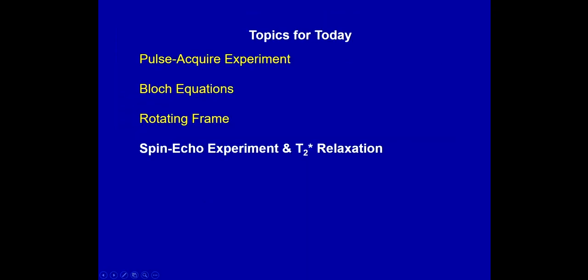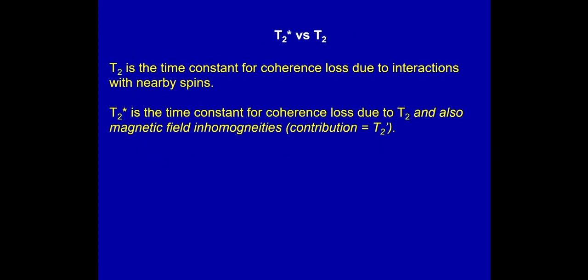Now there's another effect. We'll talk about T2 star relaxation and a spin echo experiment, which is actually related, conceptually, to the T2 star relaxation. So the T2, as I just described, is the time constant for coherence loss that's due to interactions with nearby spins. T2 star looks like T2 in its dephasing capabilities, but it's not the same thing. This is lost due to the T2 and also to magnetic field inhomogeneities.